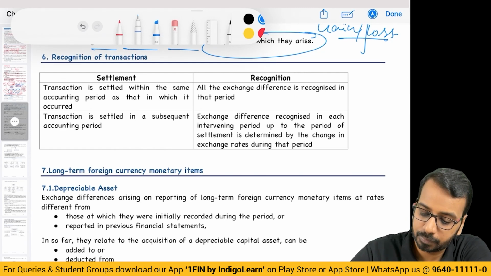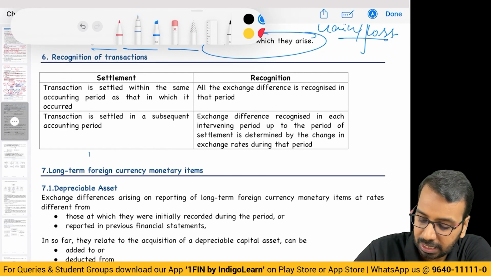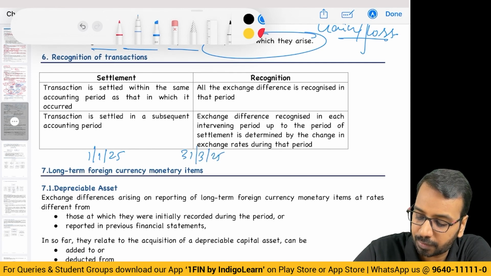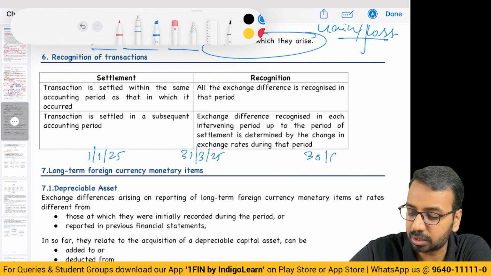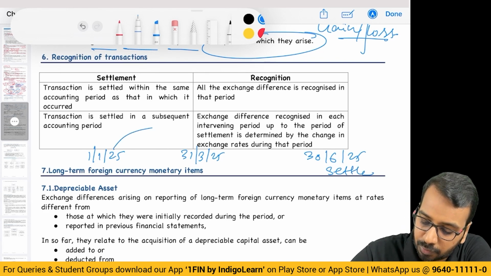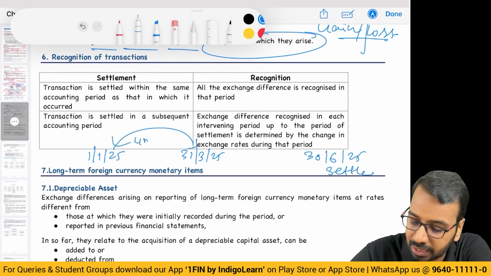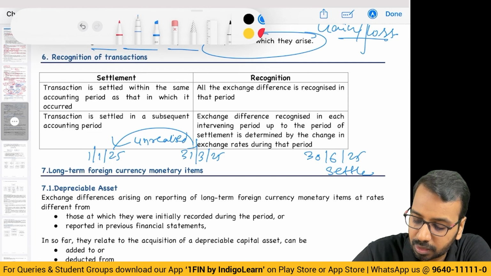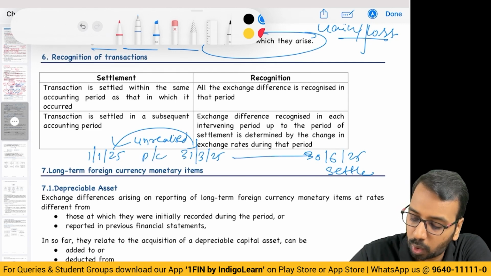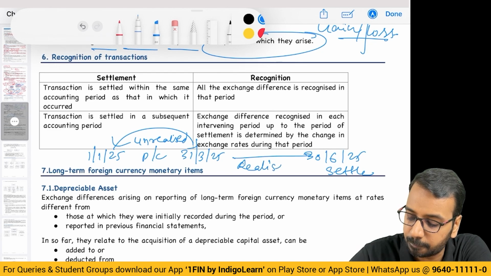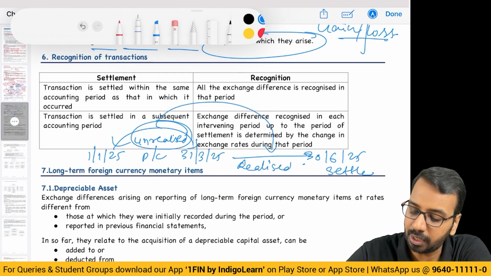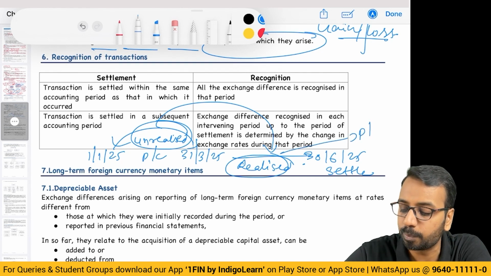Okay. Now, if the rate of transaction is 1st of January of 25, 31st March of 25 is the financial year end, and 30th of June of 25 is the settlement date, then from this date to this date, this is called unrealized gain or loss. This will also go to P&L. From this date to this date, whatever you get is the realized portion, and this unrealized also gets realized subsequently, but this is already recorded. So the realized portion here will go to P&L.